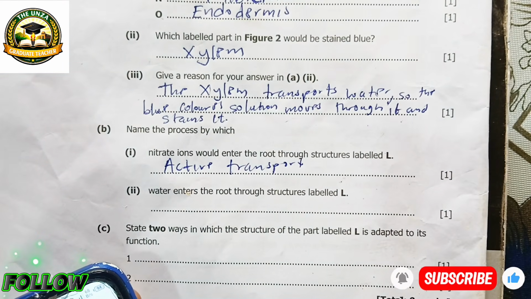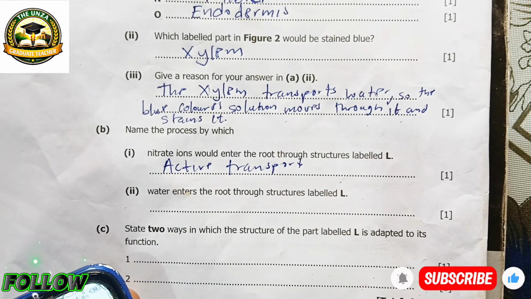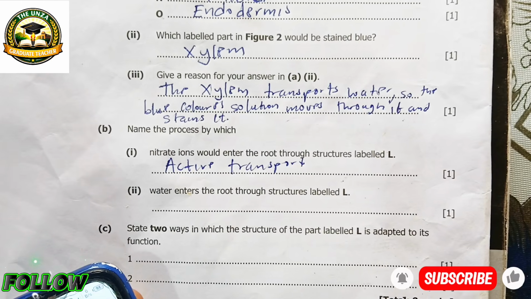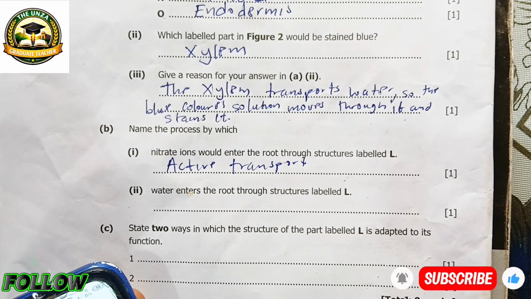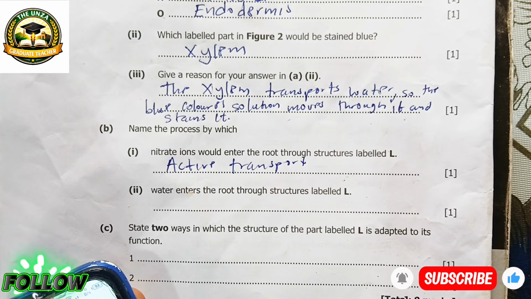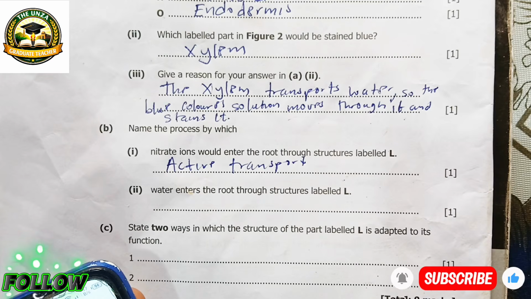What you need to understand is that nitrate ions are often at a lower concentration in the soil than inside the root hair cell. To move them against the concentration gradient, the cell uses energy, which is called active transport.